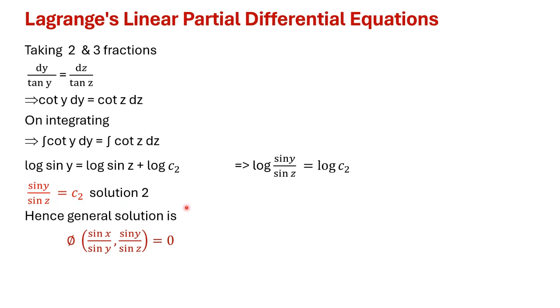So we can find the general solution. Psi of solution 1, solution 2 is equal to 0. So solution 1 is sin x / sin y. Solution 2 is sin y / sin z. So we got this required general solution.